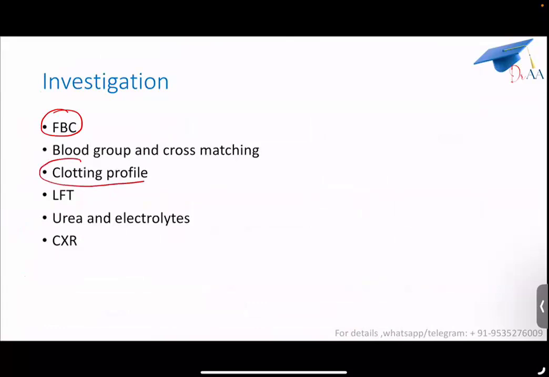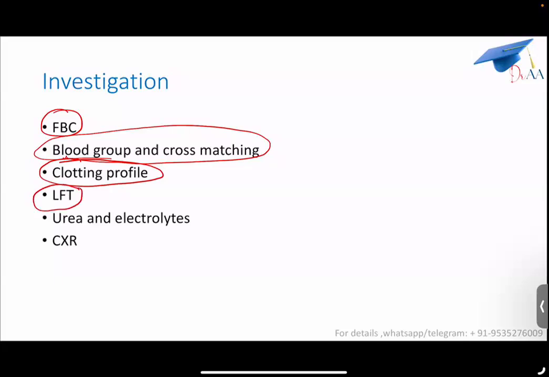Clotting profile, you need to get it done so that it will help you with massive hemorrhage protocol. To transfuse blood, you need to know the blood group and get the blood cross matched. LFT is required because chronic liver diseases or any liver diseases lead to varices. We know that in liver diseases, liver function tests will get deranged.